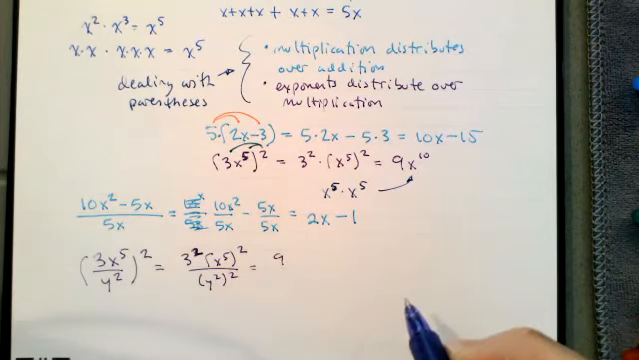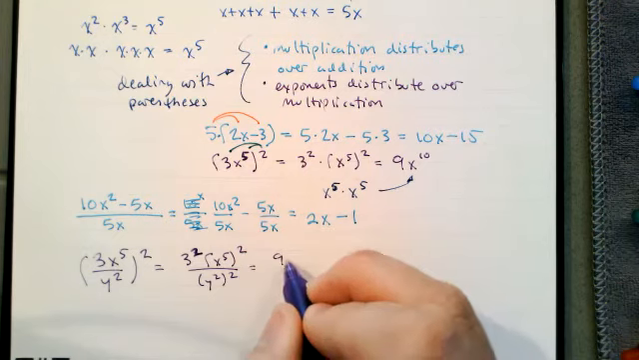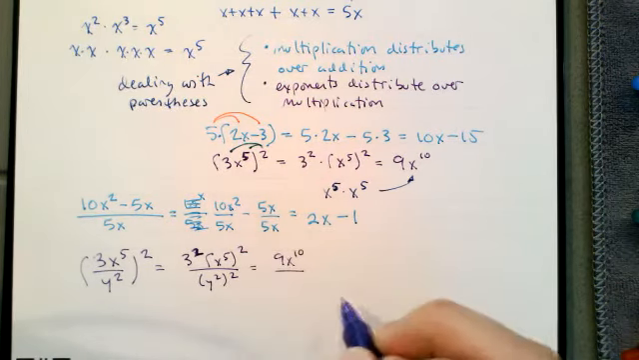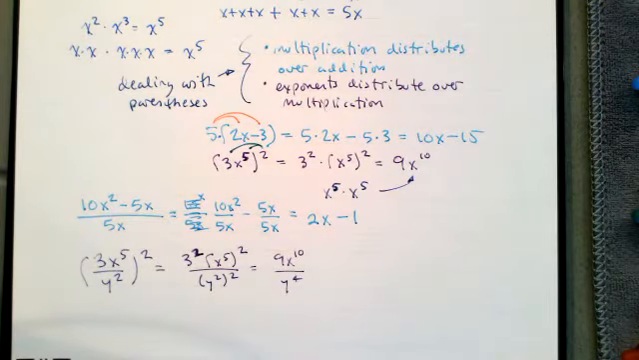3 squared is 9 because we're multiplying 3 times 3. X to the 5th times another x to the 5th, there's going to be 10 x's, so x to the 10th. Y squared squared, there's 4 of them. So 9x to the 10th over y to the 4th. We're not following some weirdo rules for algebra. This is just how numbers behave.